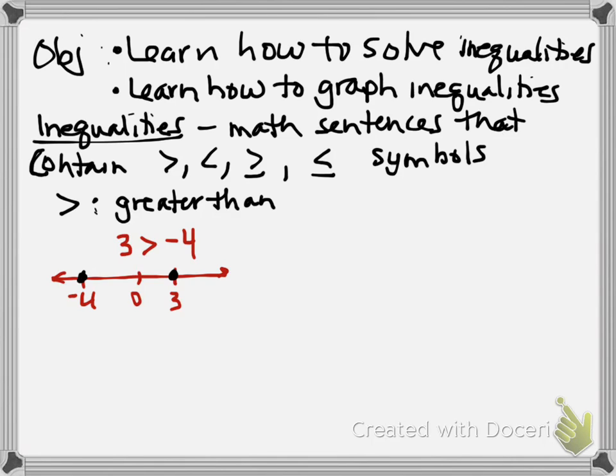Then we have the opposite of that. Well, sort of opposite. And this one means less than. Less than would say that 2 is less than 6. So the open side is always towards the larger number, and the point is always towards the smaller number.